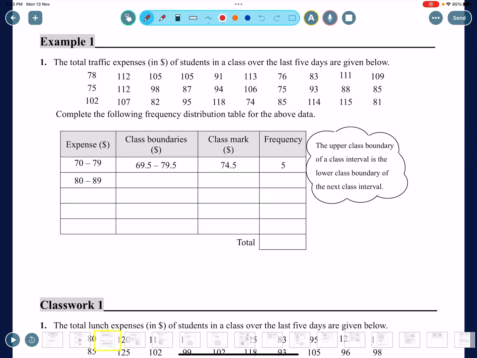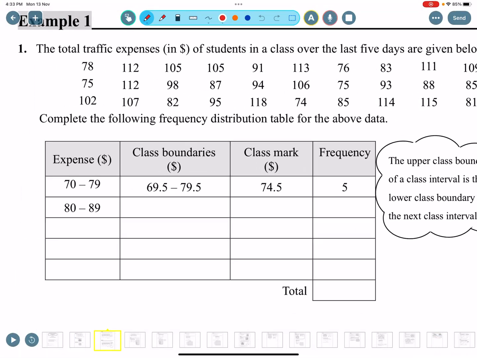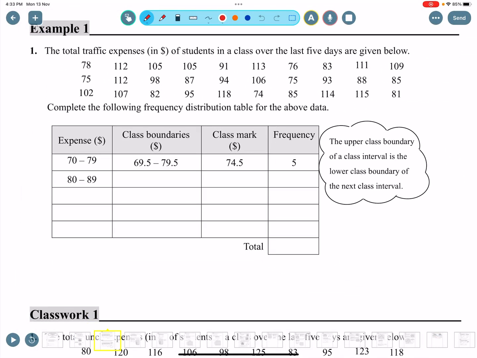Hi guys, this is a quick video on frequency distribution table, how to make this table. I'm quite in a rush right now, so I might rush this a little bit.